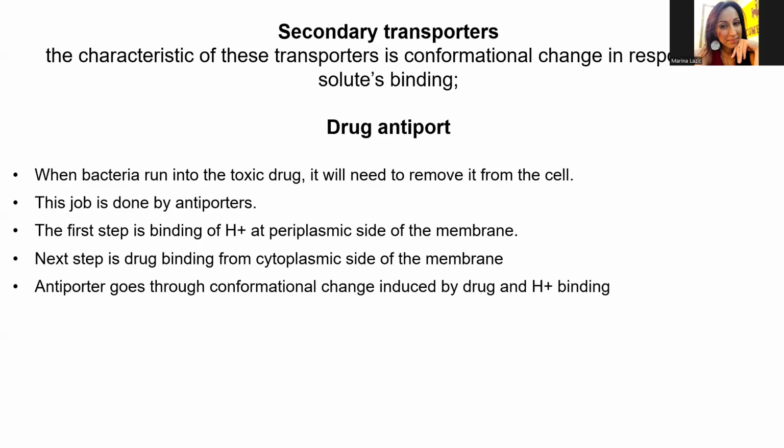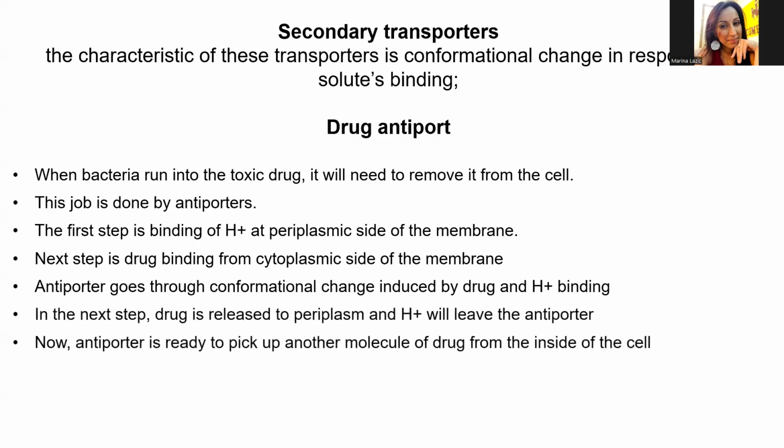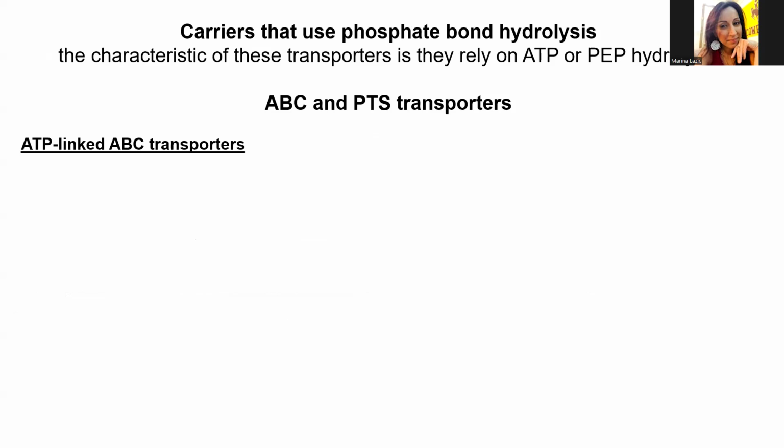So this is similar to lactose, where hydrogen also binds first. In the next step, the drug is released in the periplasm and hydrogen will leave the antiporter. So when hydrogen leaves, the antiporter is ready for the next round. It binds hydrogen, then binds the drug. So these were secondary transporters that were all linked to the PMF, proton motive force. There is hydrogen involved in all, regardless of whether they are symporters or antiporters.